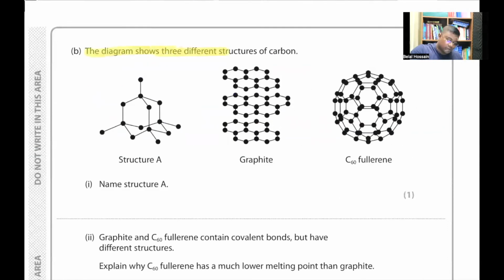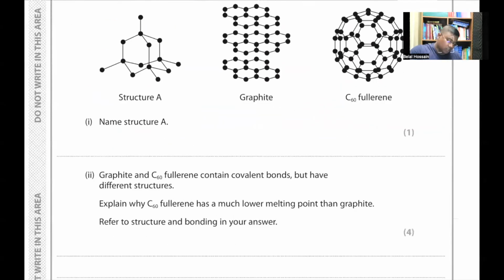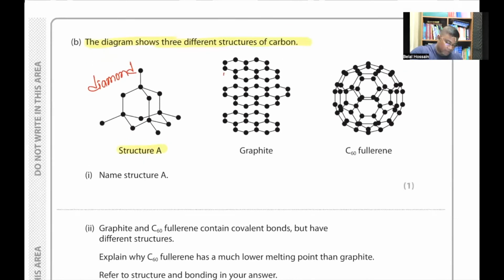The diagram shows 3 different structures of carbon. In structure A, we can see this is diamond. In structure B, we can see graphite, and in graphite, we can see layers that are forming. And then there is delocalized electron in between the layers. And in the last structure, we can see fullerene. All right. So the question says, name the structure A. Okay, diamond.